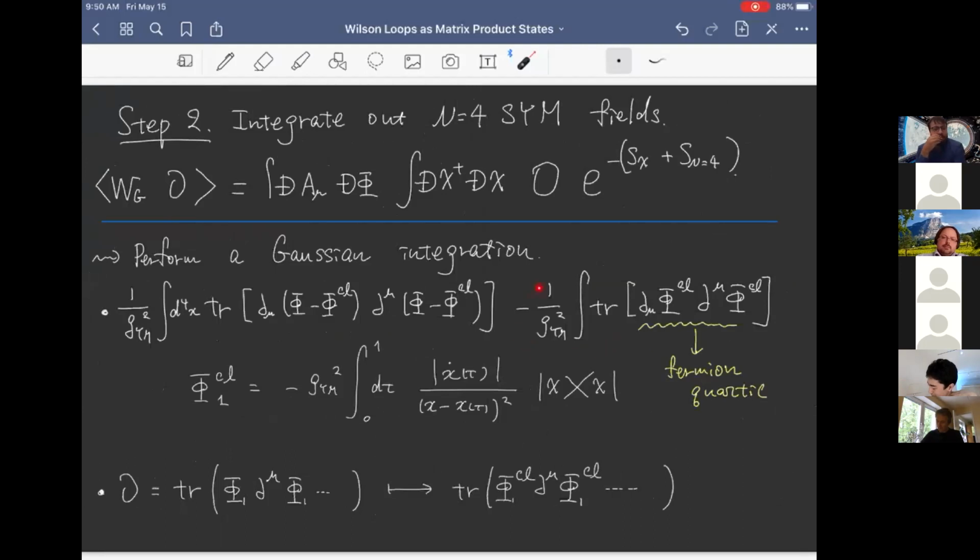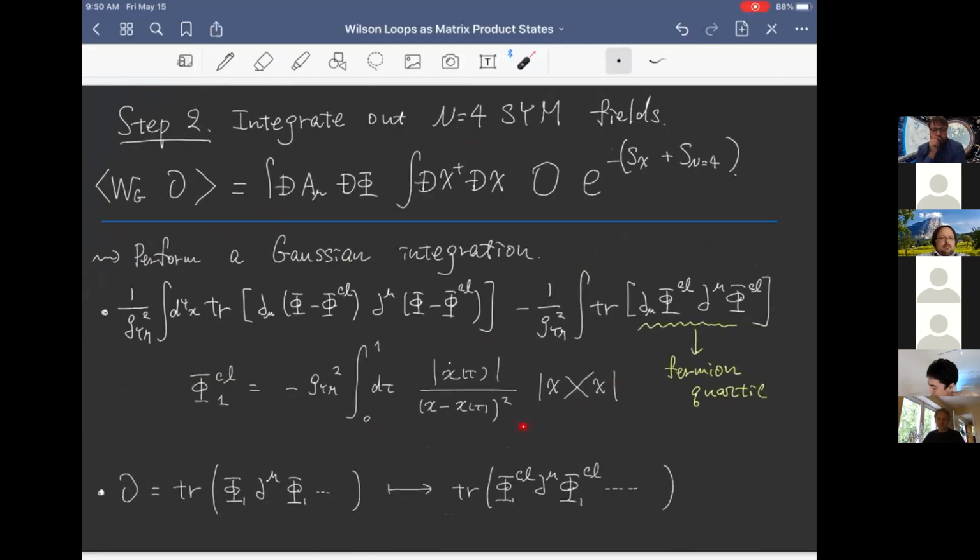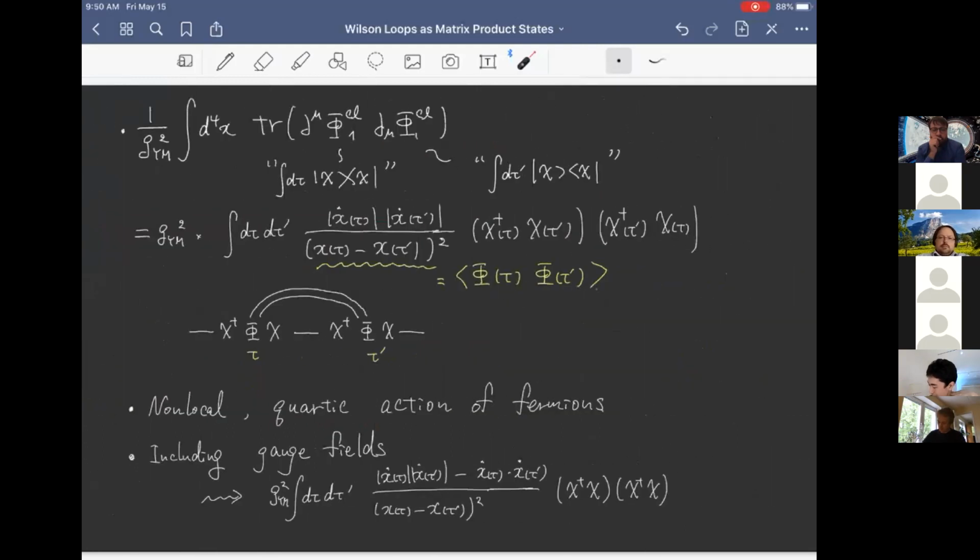So now let's look at this. If I integrate out, then this part is gone, so I'm left with this part. And as I was saying, this is quartic in fermion because each phi classical contains a chi here. And importantly, each phi classical contains an integral over tau. If you combine, then you see that this is the action that you get. So this is actually a non-local quartic action of the fermion. You have 2 integrals, and this term is precisely the propagator of the scalar field.